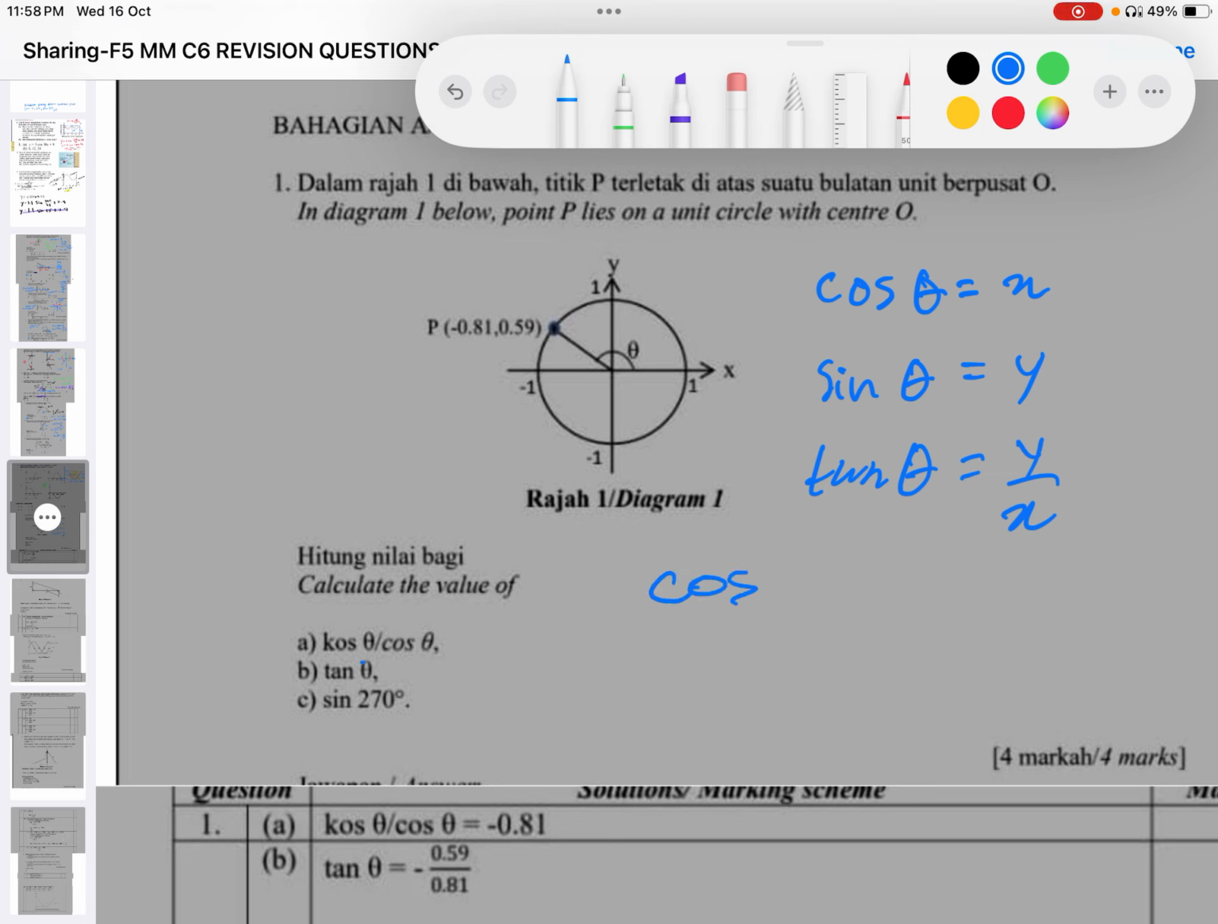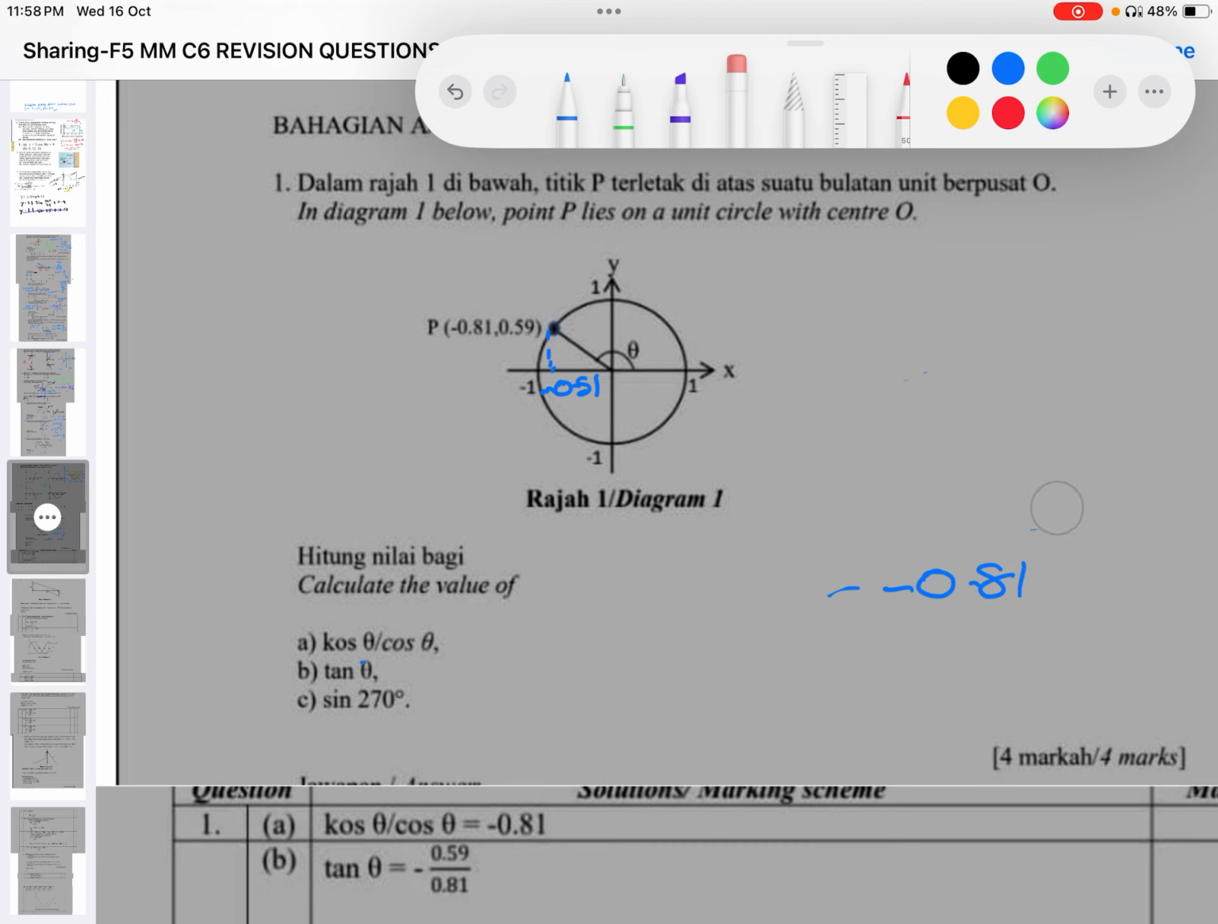So cos theta sama dengan X dia apa? X dia negatif 0.81. So negatif 0.81 je. Okay. So soalan A done.